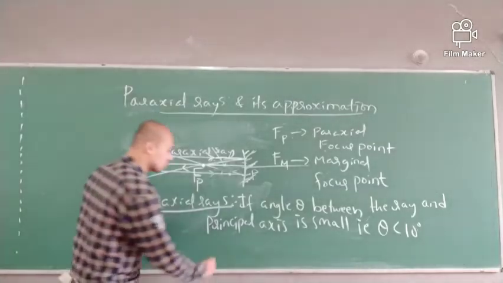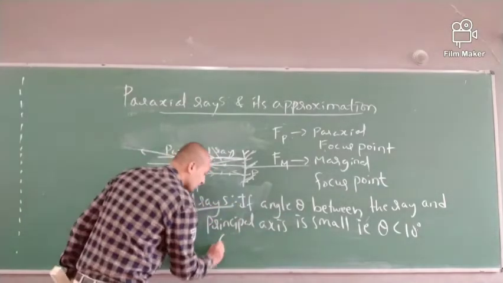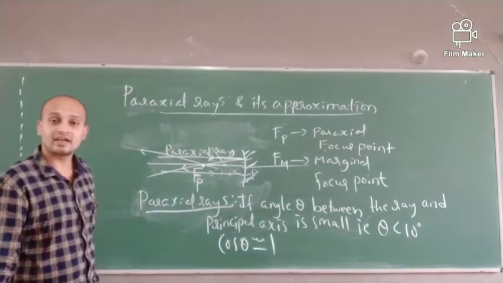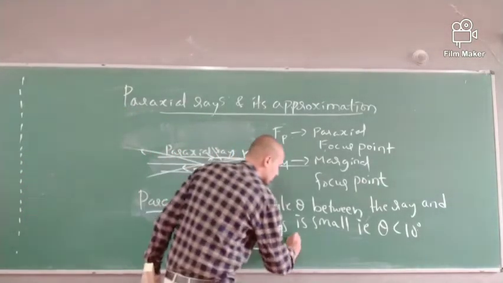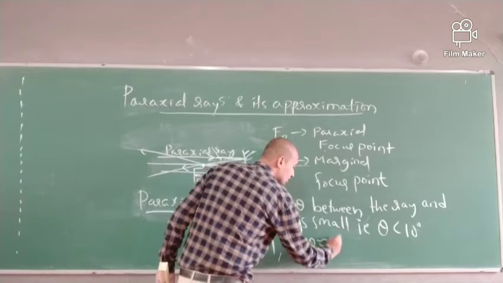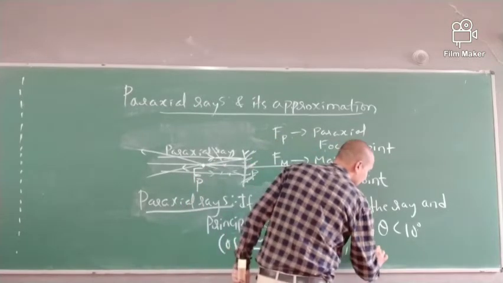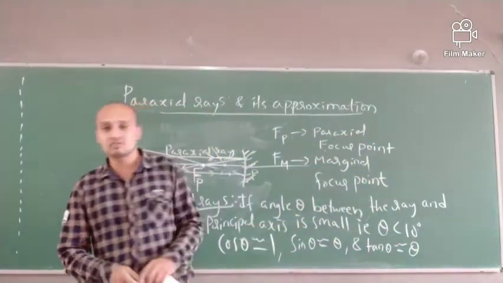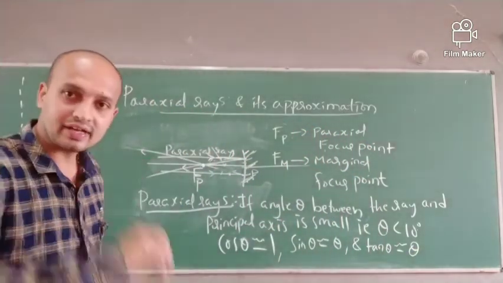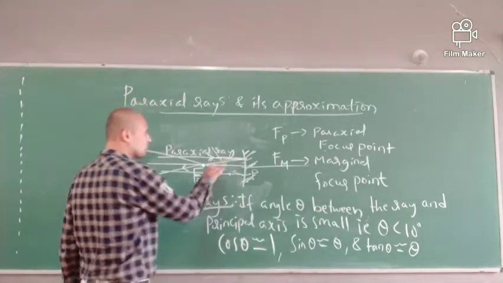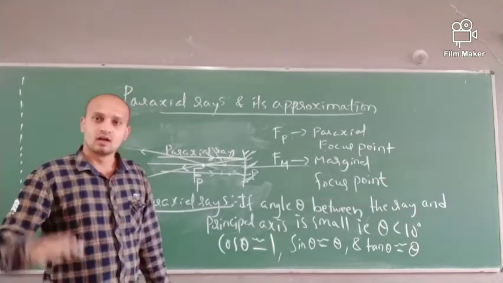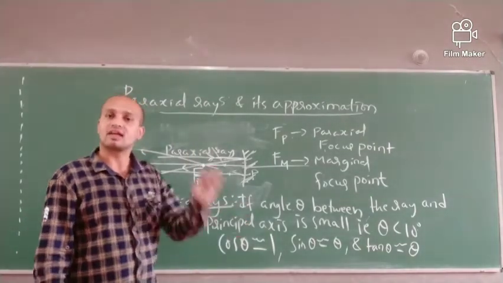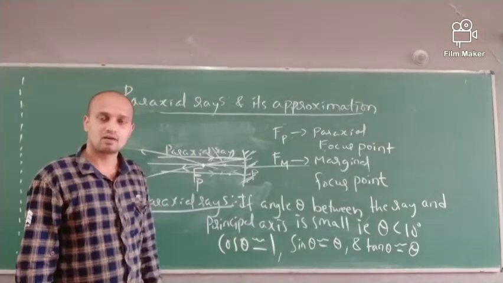So when theta is less, in the derivations we will consider that cos theta will be nearly equal to 1, sin theta will become nearly equal to theta, and tan theta will become nearly equal to theta. So this approximation we can make in ray optics when we take consideration of parallel rays. Mirror formula you have studied, the basic formula. With this assumption only that mirror formula can be derived.